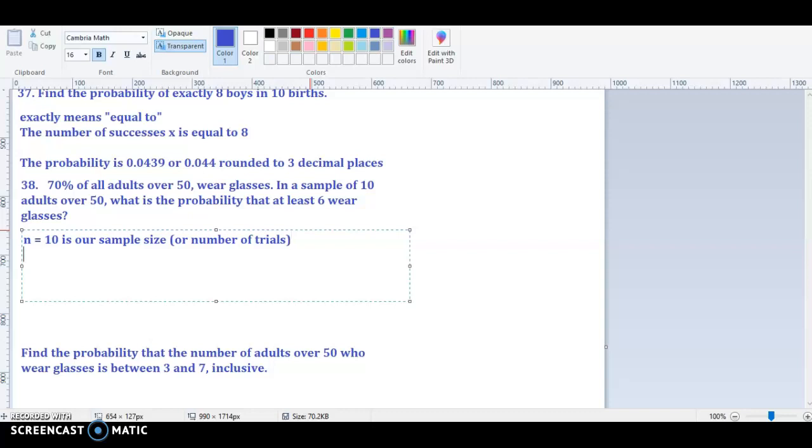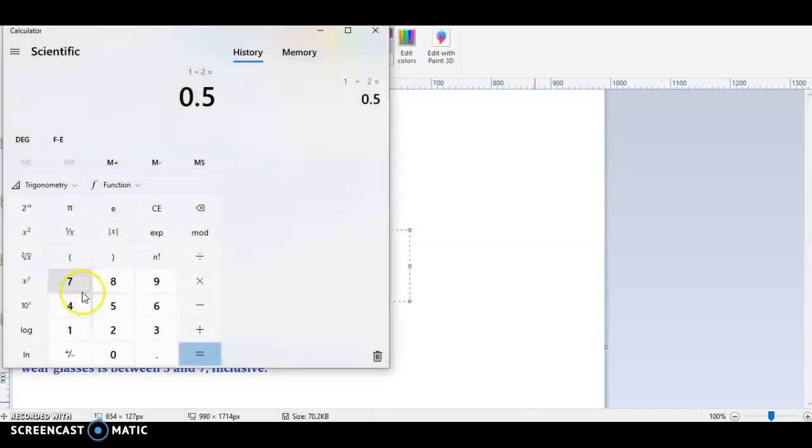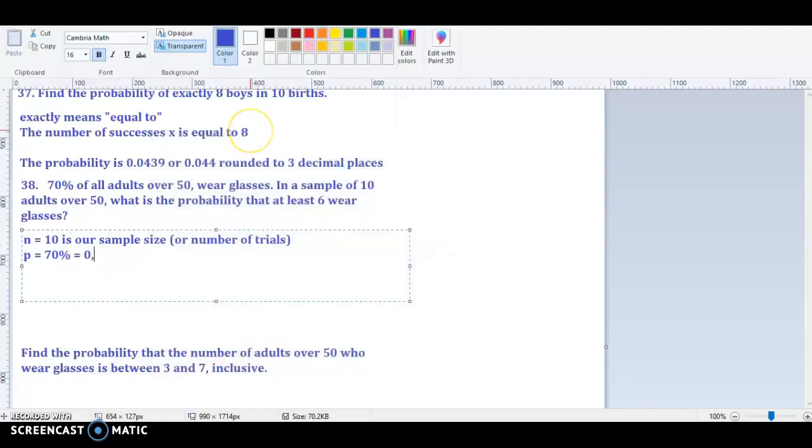What is the probability of success? What we care about is whether the person wears glasses when they drive. According to the problem, 70% of all adults over 50 wear glasses when they drive, so our probability of success is 70%. We want to convert that into a decimal. To go from a percent to a decimal, you divide by 100. You can probably do that in your head, and we get 0.7, or 0.70.